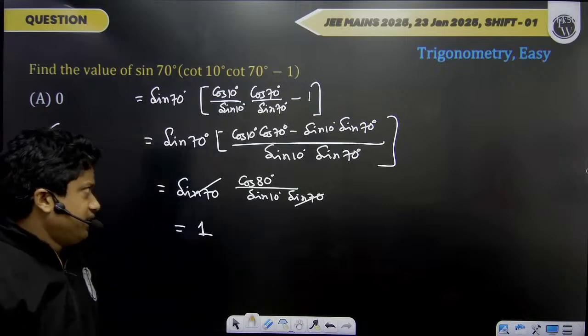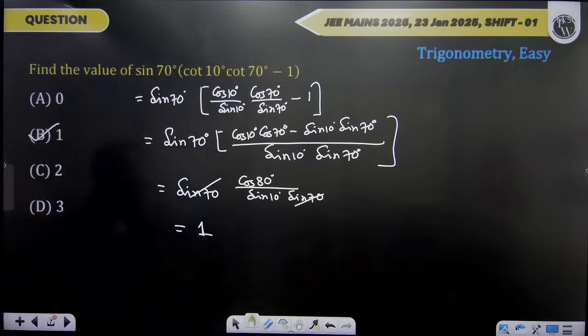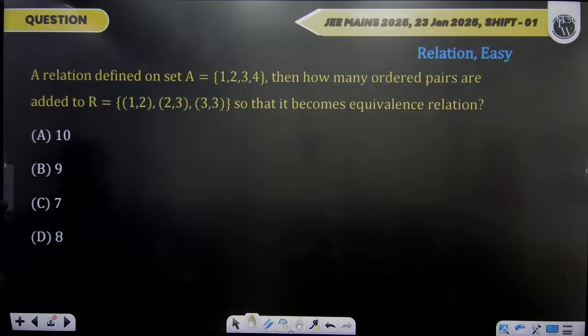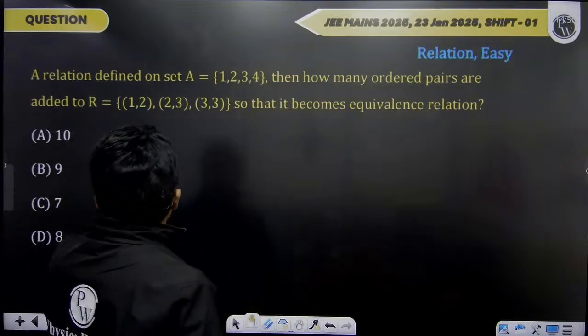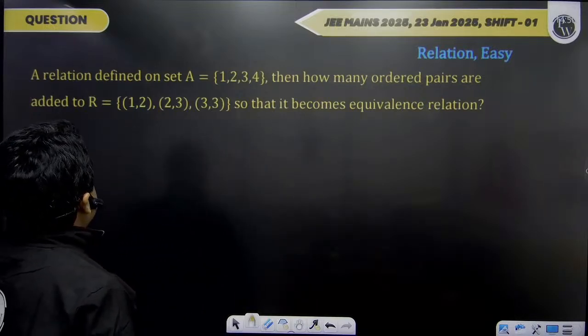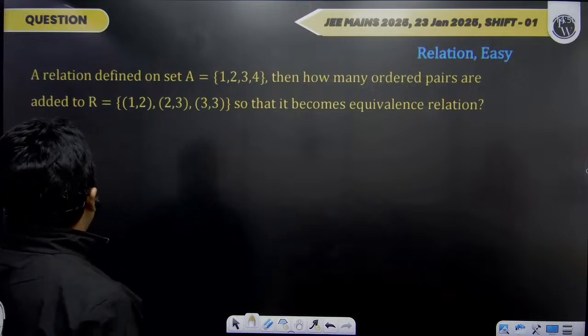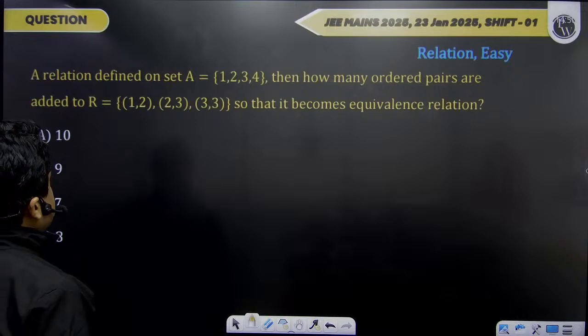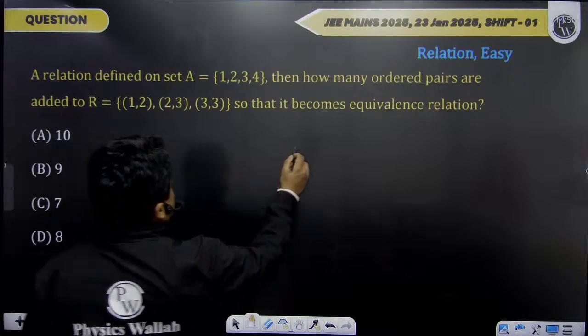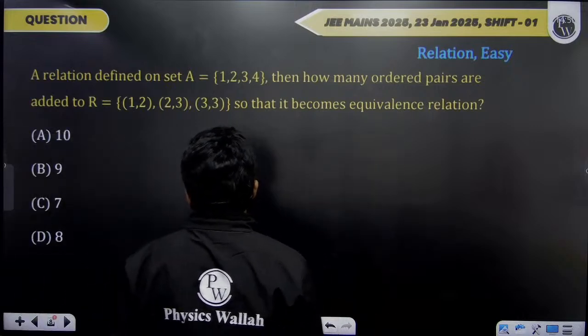So this is a very easy question. Alright, so let's move ahead for the next question. Next question says that, see, a relation is defined on set A, 1, 2, 3, 4, then how many ordered pairs are added to R so that it becomes an equivalence relation.